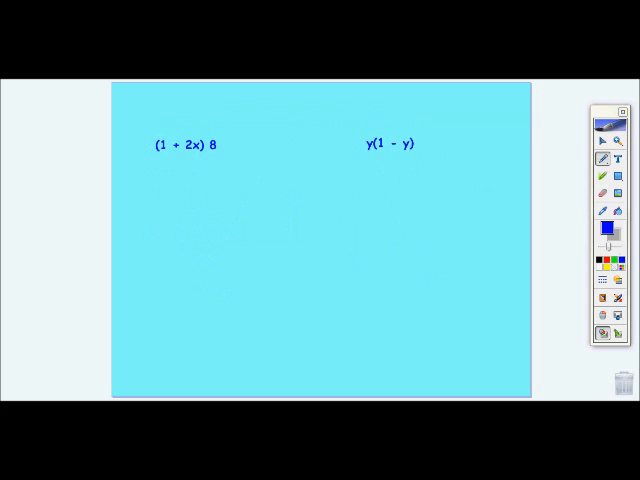We'll do a couple more of them. Again, I have this at the end. I'm going to just go ahead and do it this time. I have my 8 times 1. That's going to be 8. And 8 times a positive 2x, which is going to give me 16x.